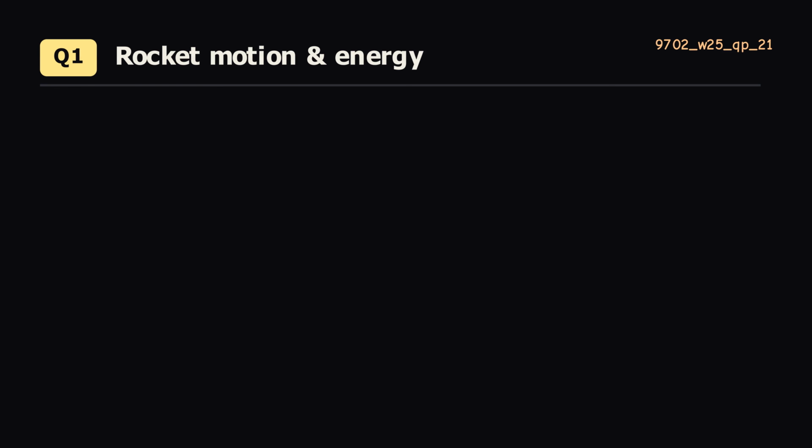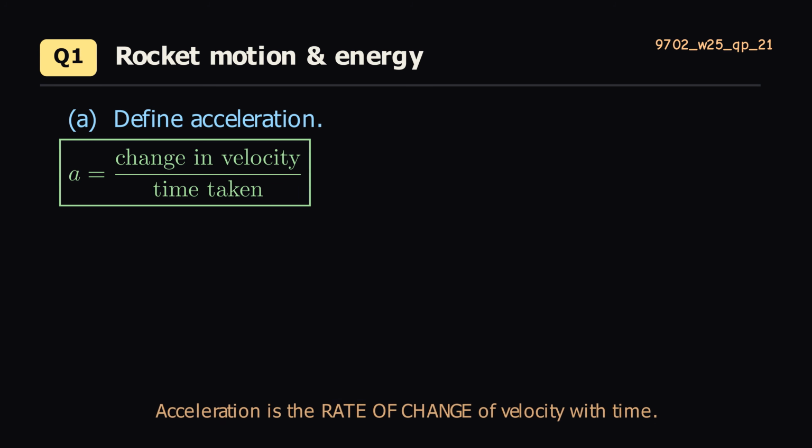Paper 9702, October-November 2025, Question Paper 21. Question 1. Rocket motion and energy. Part A. Define acceleration. Acceleration is the rate of change of velocity with time.